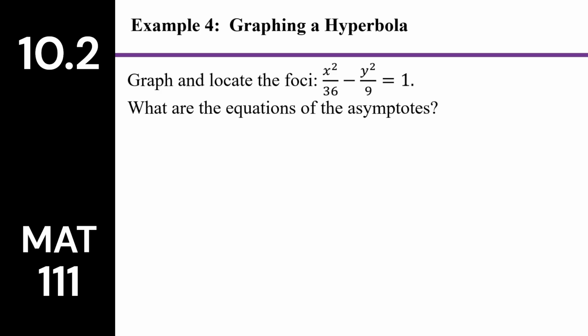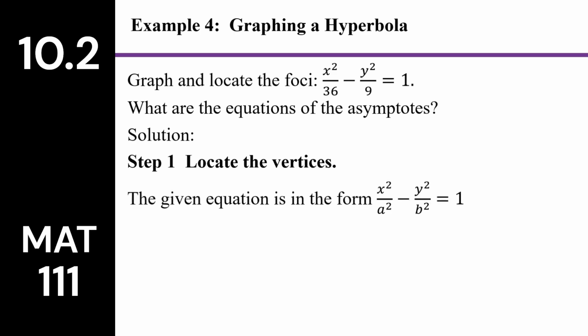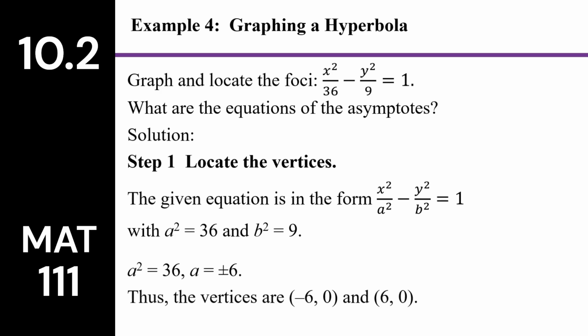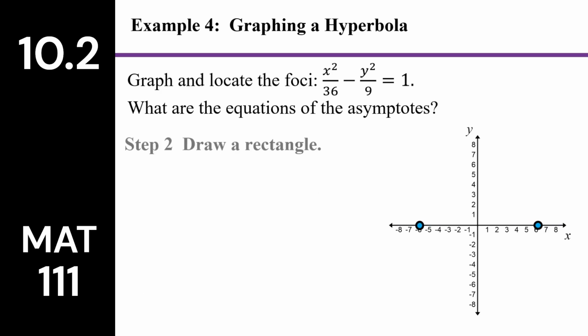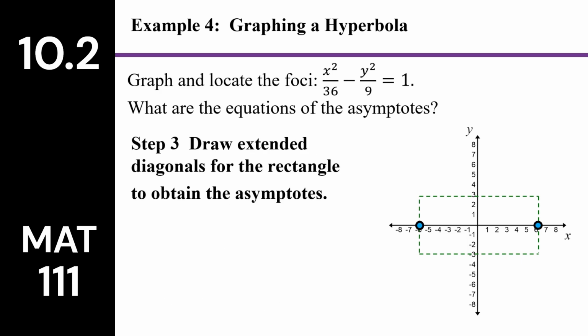Example 4. Graph and locate the foci of this hyperbola and find the equations of its asymptotes. First, we'll locate the vertices. Since the equation's in this form, a squared is 36 and b squared is 9. The vertices are associated with the positive fraction, so since a squared is 36, a is 6. So we'll go 6 units to the left and to the right of the origin to find our vertices. We plot the vertices, and now we'll draw a rectangle. A squared is 36, and b squared is 9. So again, we go 6 units in the x direction, and we go up and down 3 units to draw our rectangle. And then for step 3, we'll draw and extend the diagonals of the rectangle.